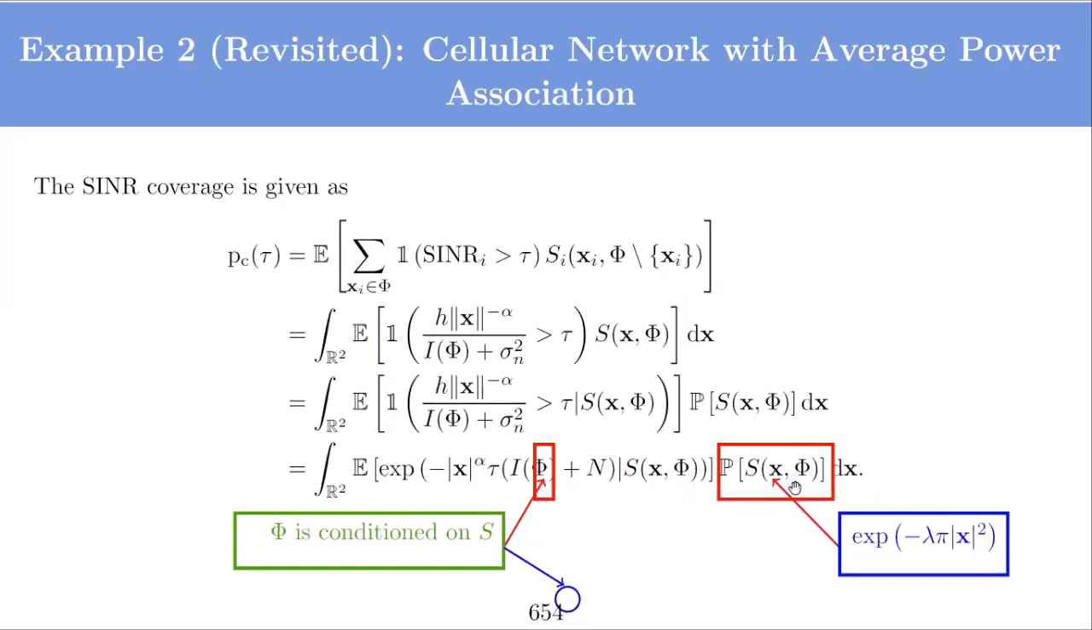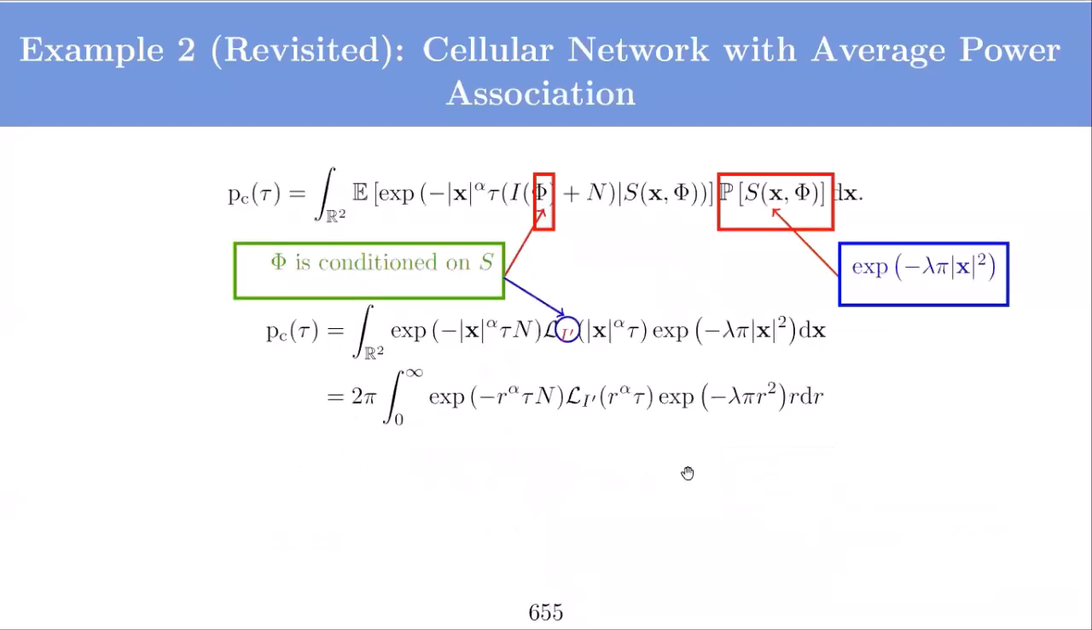So what is the probability that S_x(phi) is 1, which means the base station at x is the closest base station? It means no other points of phi are inside this ball of x, and that is given by e to the power minus lambda pi x square. And here you get this, where I is conditioned on S, so there is no point of phi inside the ball B(0, x).